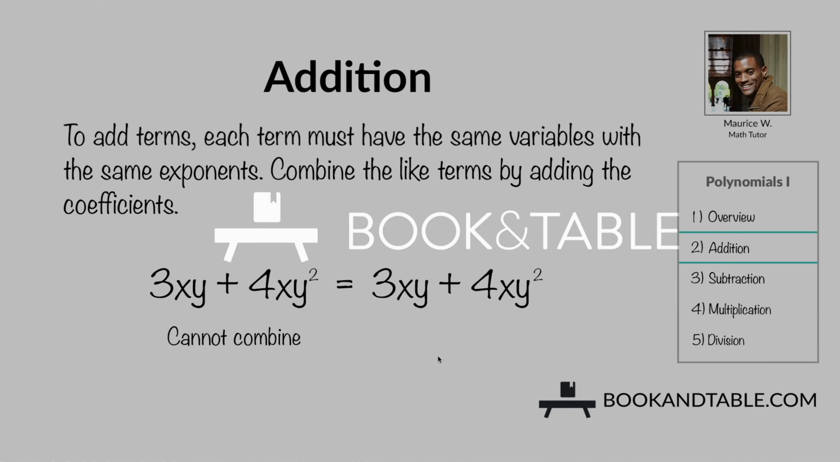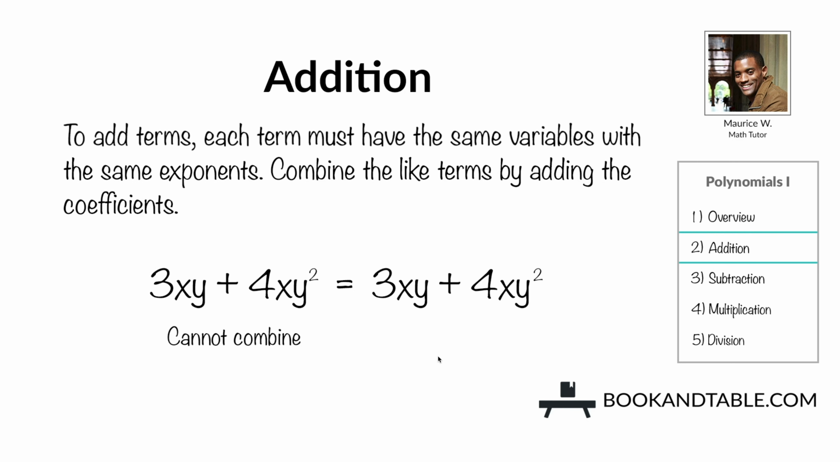To add terms, each term must have the same variables with the same exponents, and you combine the like terms by adding the coefficients. So for example, let's say we had 3xy plus 4xy squared. That would be equal to 3xy plus 4xy squared, since we cannot combine these two terms. The reason being, the first y has an exponent equal to 1, and the second y has an exponent equal to 2. So since these exponents are not the same, we cannot combine these two terms.